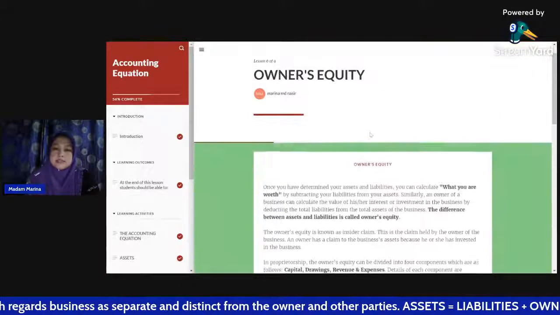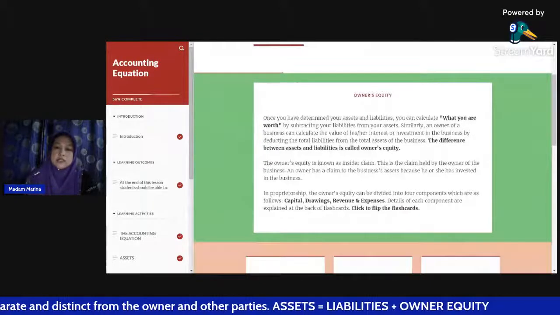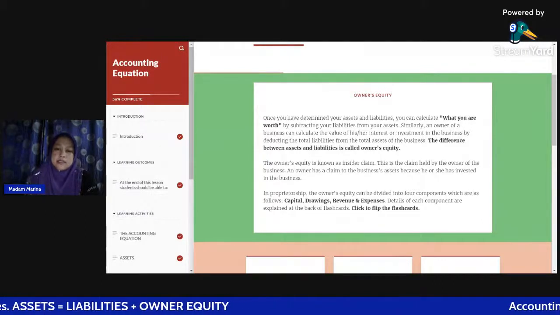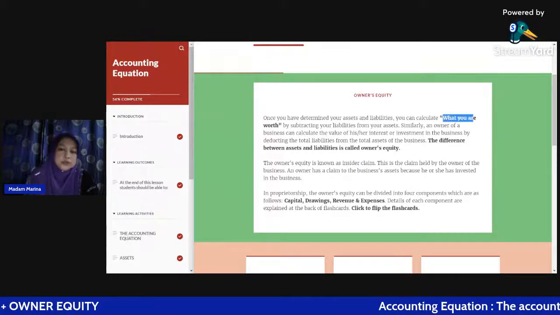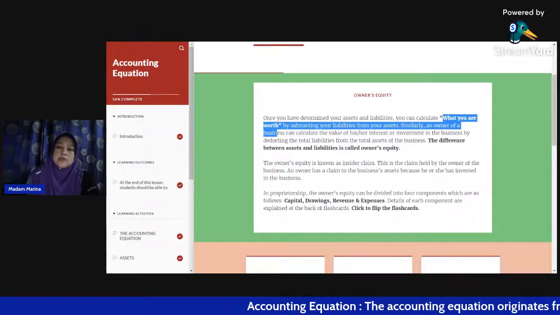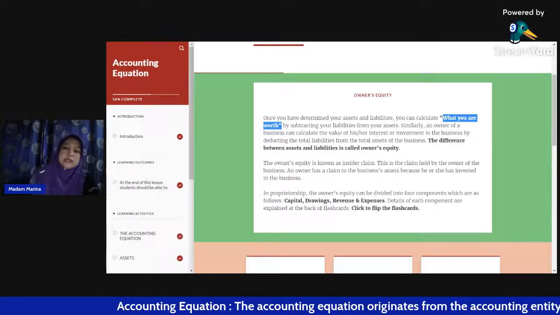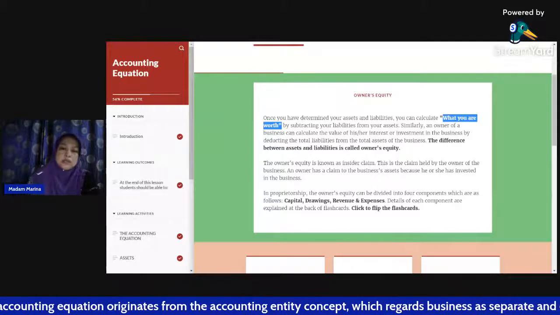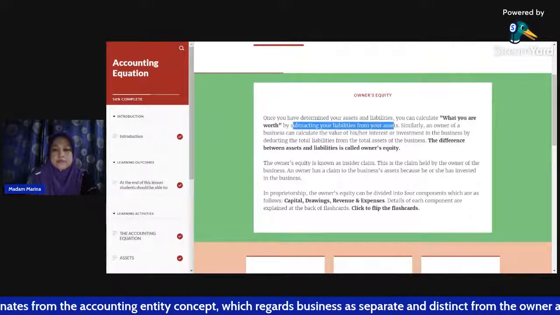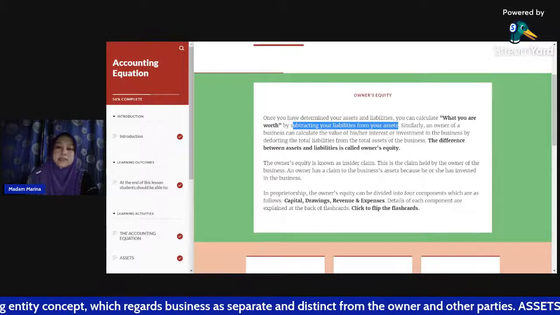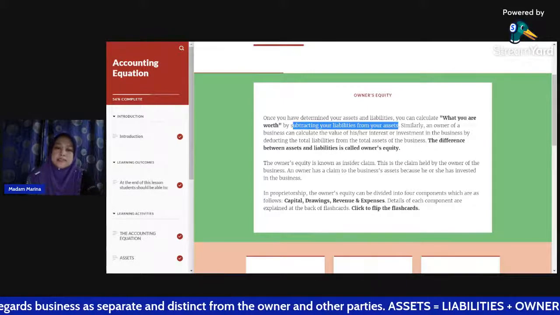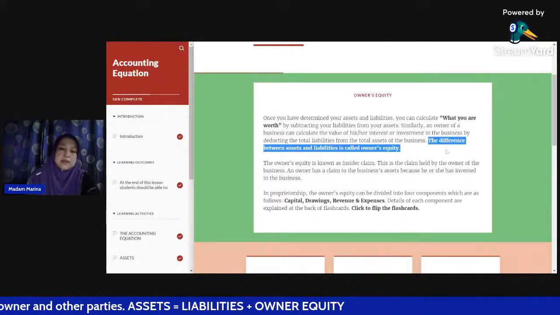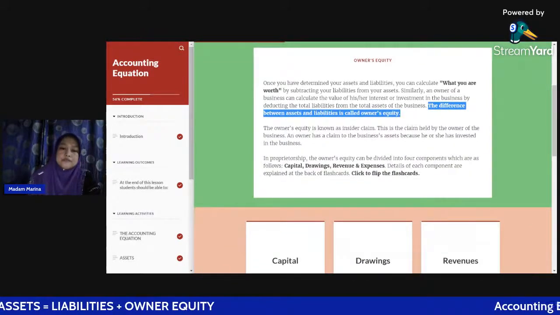The last part of the accounting equation is the owner equity. What is actually owner equity? Once you have determined your assets and liabilities, you can calculate what you are actually worth. When we have determined our assets and our liabilities, we can calculate what the business is worth by subtracting liabilities from assets, or assets minus liabilities. That is what the business is worth, or owner equity. So the difference between assets and liabilities is called owner equity.